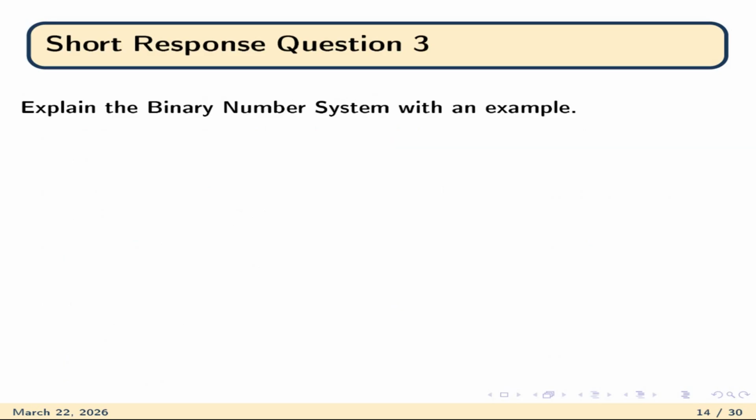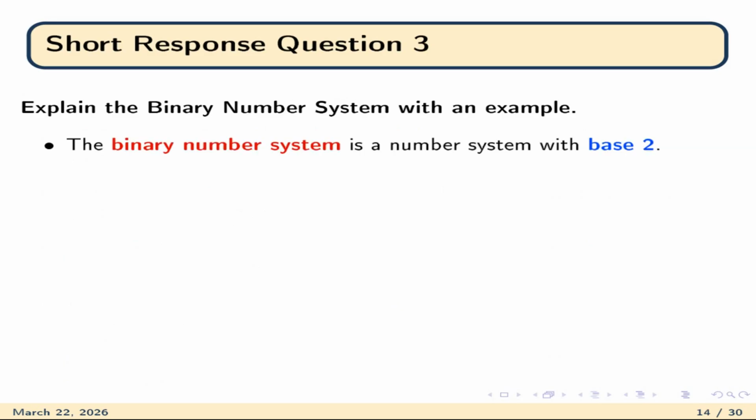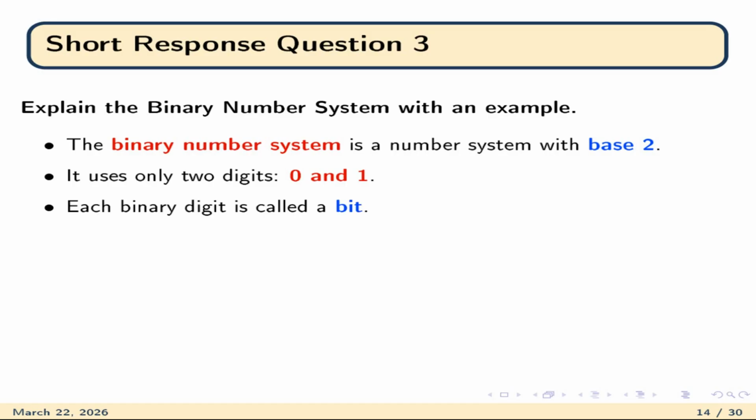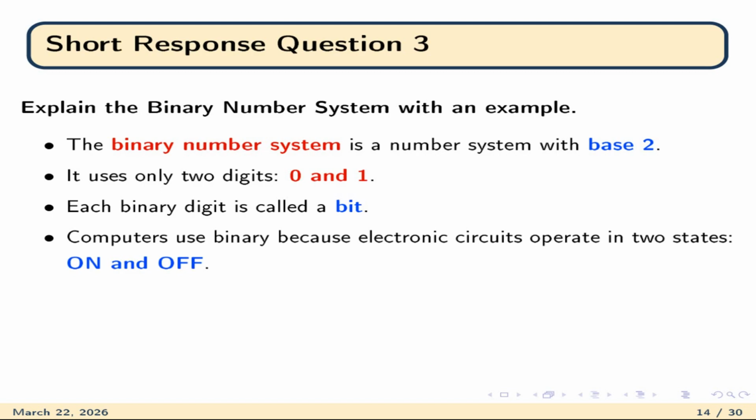Question number 3: explain the binary number system with an example. The binary number system is a number system with base 2. It uses only 2 digits, 0 and 1. Each binary digit is called a bit. Computers use binary because electronic circuits operate in two states, that is on and off.